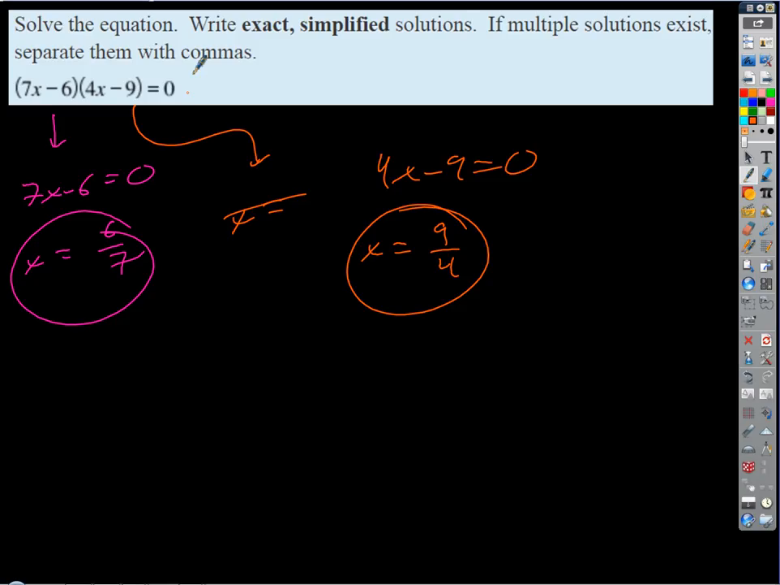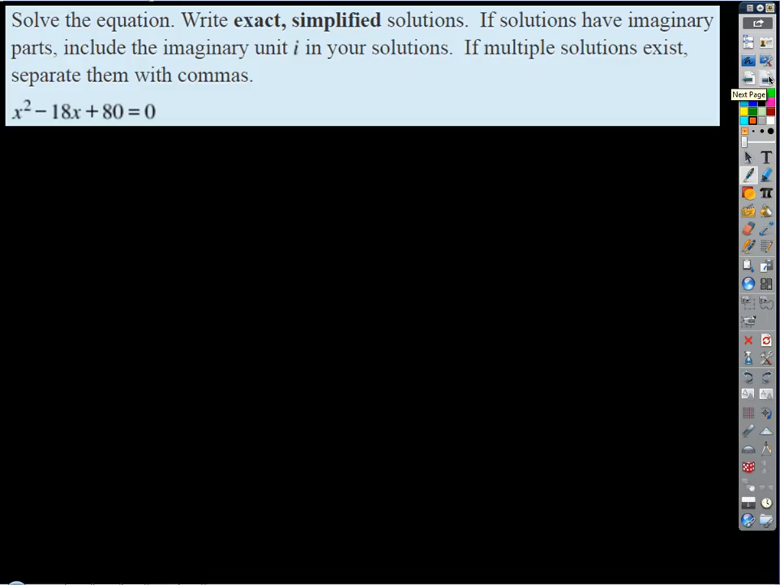I think you're confused by the fact here maybe that this is easier. I mean, they've done the hard work. They already factored it for you. So now you just set the factors equal to 0 and solve each one. Okay, how about this?